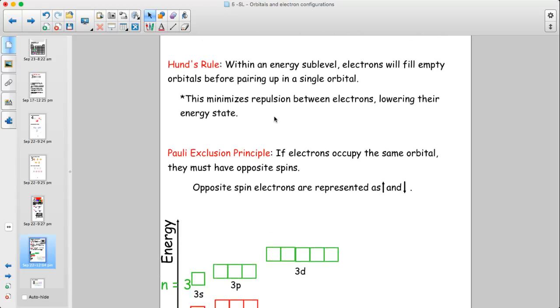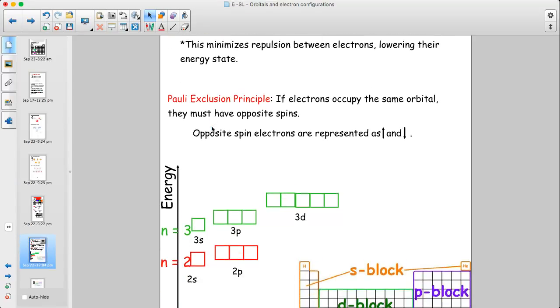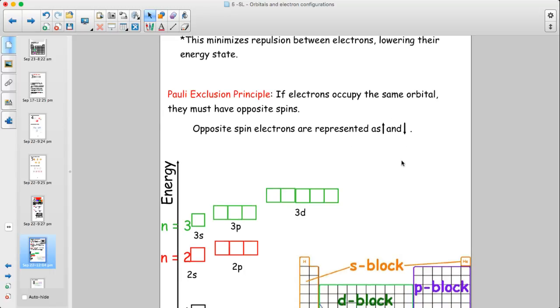This makes sense because electrons are all negatively charged, and therefore, in order to minimize repulsion between electrons, they're going to try to get as far away from each other as possible within that lowest energy sublevel. Okay? And finally, the Pauli exclusion principle says that if electrons are in the same orbital, they must have opposite spins. And so the way that we represent electrons spinning in opposite directions is by putting arrows up and down.